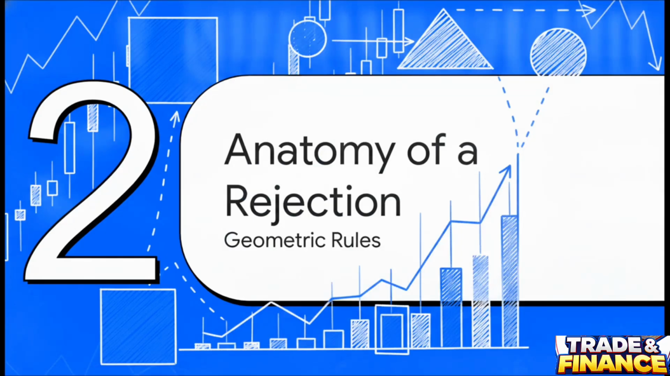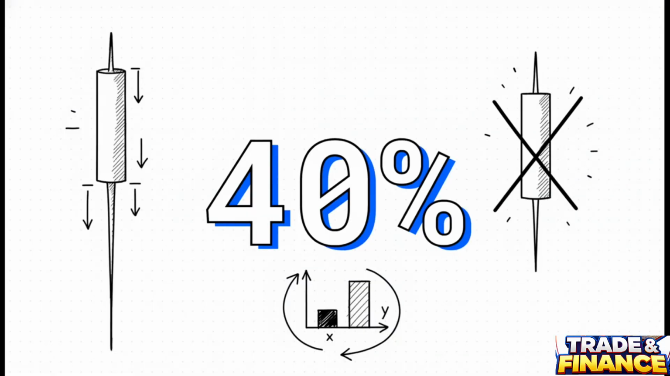Section 2, anatomy of a rejection. Let's move on and see how this builds with some strict geometric rules. We absolutely have to separate true institutional footprints from just random, meaningless market wicks. We do this by applying strict geometric rules, because you can't just trade every long wick you spot on a chart. To filter out the market noise, a standard quantitative rule is that the wick must make up at least 40% of the entire candle's high-to-low range.